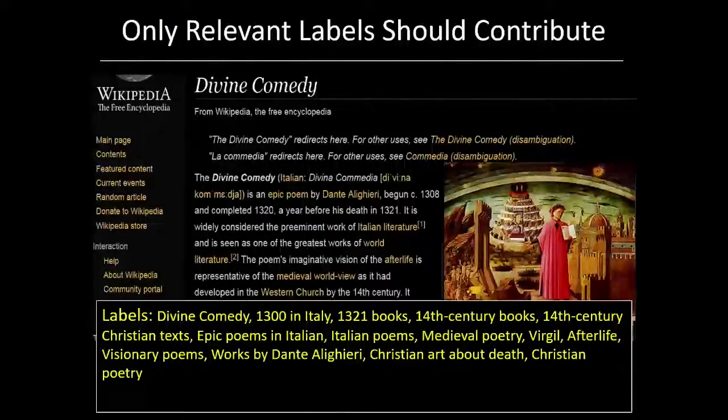Wikipedia's editors have provided only 14 tags for the Divine Comedy, so only 14 relevant labels. And so it becomes far more important to predict that a tag such as epic poems in Italian is relevant to the Divine Comedy than it is to predict that an irrelevant tag such as baseball is irrelevant. Right? So traditional multi-label loss functions, such as the Hamming loss, place an equal emphasis on predicting the relevant and the irrelevant labels. Right? And they also have no concept of ranking built into them.